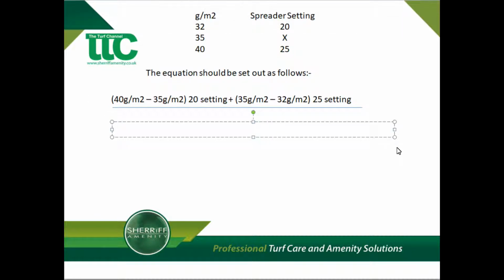we need to take the highest grams per meter squared figure, which is 40, and then minus this with the lowest grams per meter squared figure, which is 32.